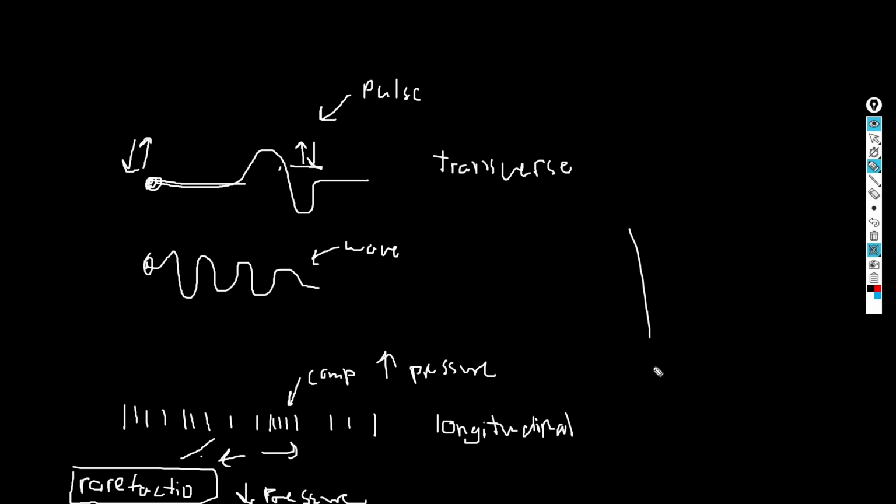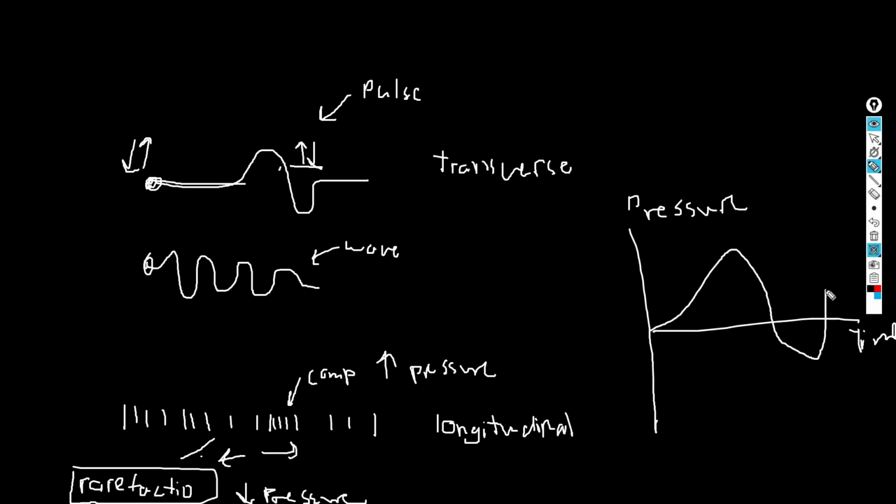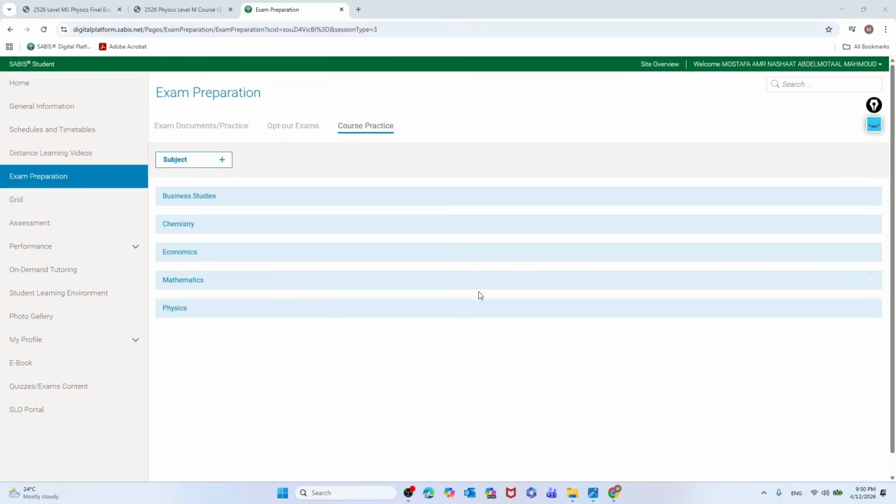Now, if we do a pressure versus time graph, we'd have high pressure, low pressure, high pressure, low pressure. High pressure is the compressions. Low pressure is the rarefactions. And also, what's it called? Never mind. Let's just do the questions.